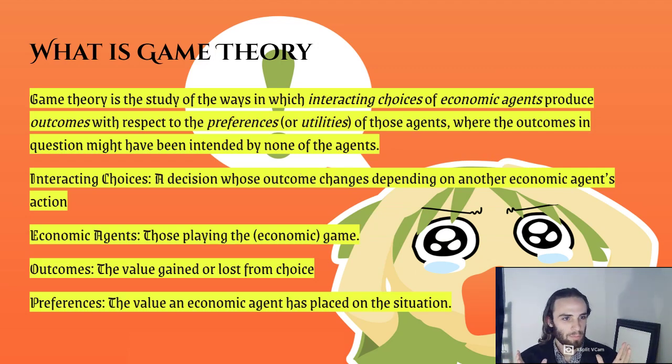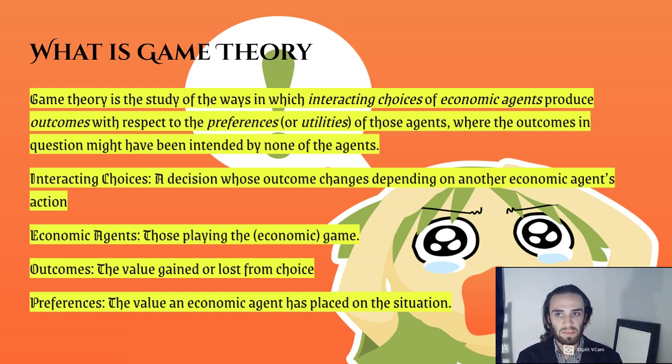Well, I'm going to give you the most academic definition in the world, and then I'll try to break it down. So first, game theory is the study of ways in which interacting choices of economic agents produce outcomes with respect to the preferences or utilities of those agents, where the outcomes in question might have been intended by none of the agents. Essentially, what this is saying is, game theory is the study of a game in which your decision as an economic agent depends on the decision made by the other player or economic agent.